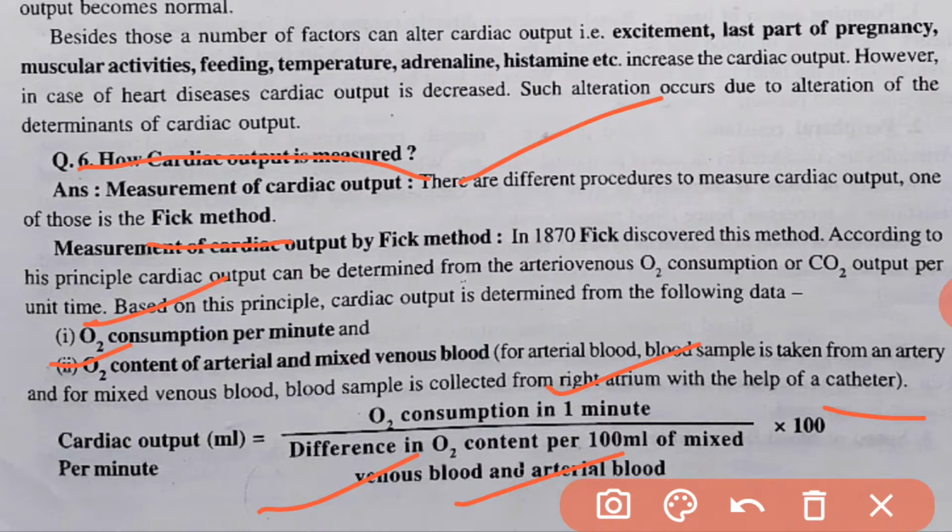We collect the data with the help of a catheter from the right atrium of the heart and place it in this formula, and we can calculate how the cardiac output is measured. Okay, thank you.